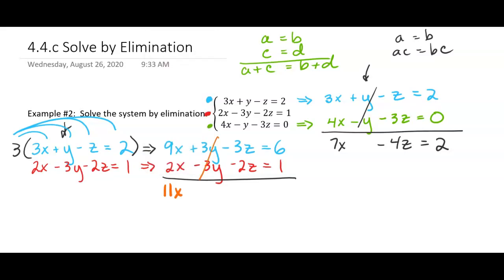And then the y's eliminate. Yay, the 3y, the negative 3y, they're out. Minus 5z equals, and then 6 plus 1 is 7.